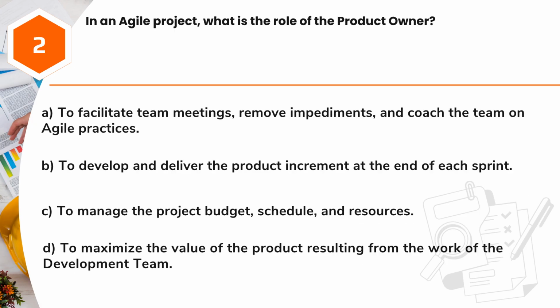Question 2. In an Agile project, what is the role of the product owner? A. To facilitate team meetings, remove impediments, and coach the team on Agile practices. B. To develop and deliver the product increment at the end of each sprint. C. To manage the project budget, schedule, and resources. D. To maximize the value of the product resulting from the work of the development team.